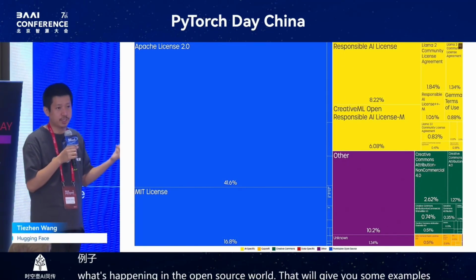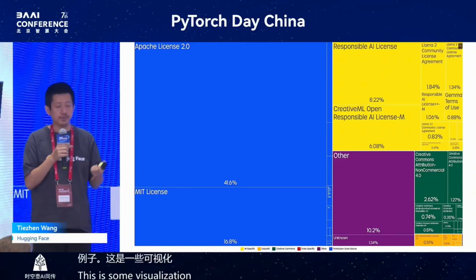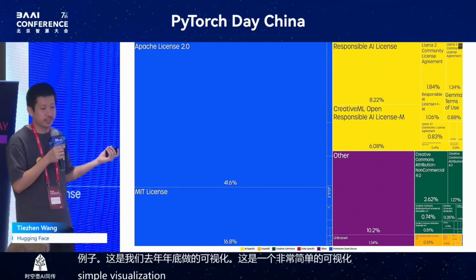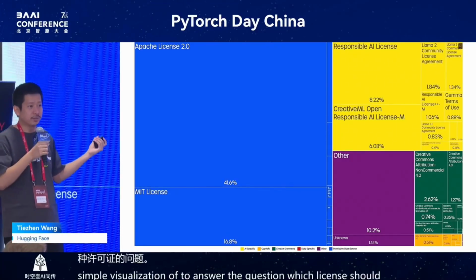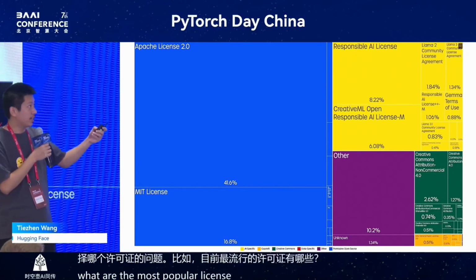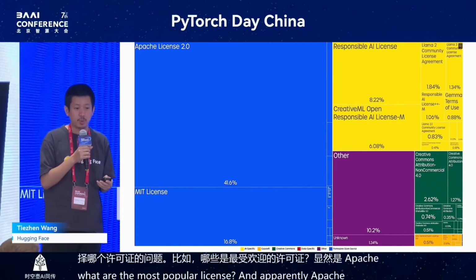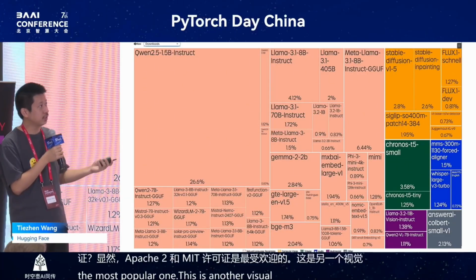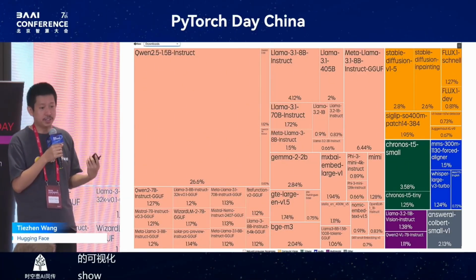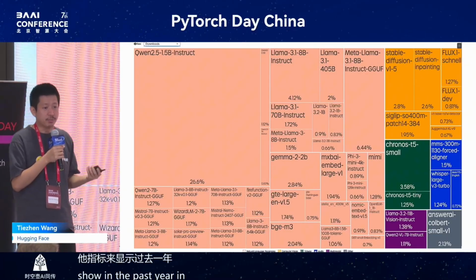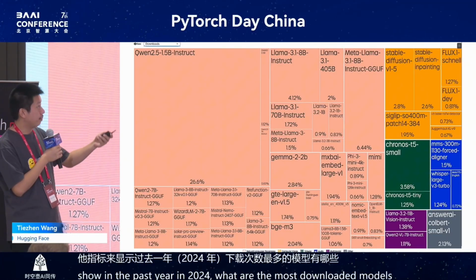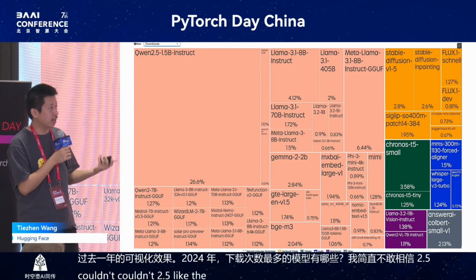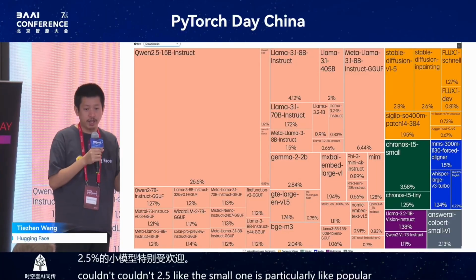This is some visualization we did at the end of last year. This is a very simple visualization to answer the question, which license should I pick? What are the most popular licenses? And apparently Apache 2 and MIT are the most popular ones. This is another visualization using all the metrics to show the most downloaded models in 2024. Qwen 2.5, the small one in particular, is very popular, and Llama and Stable Diffusion as well.